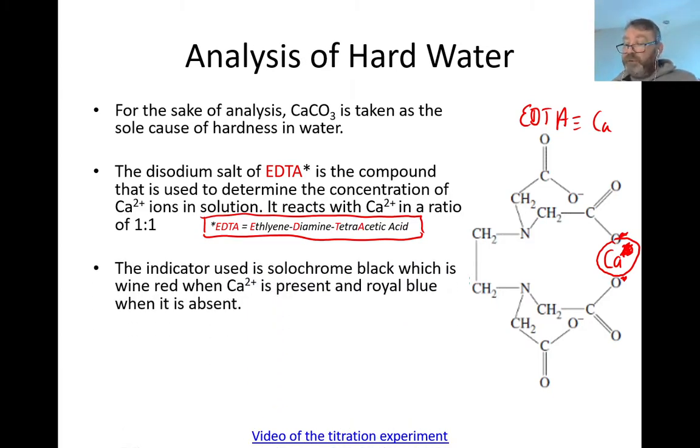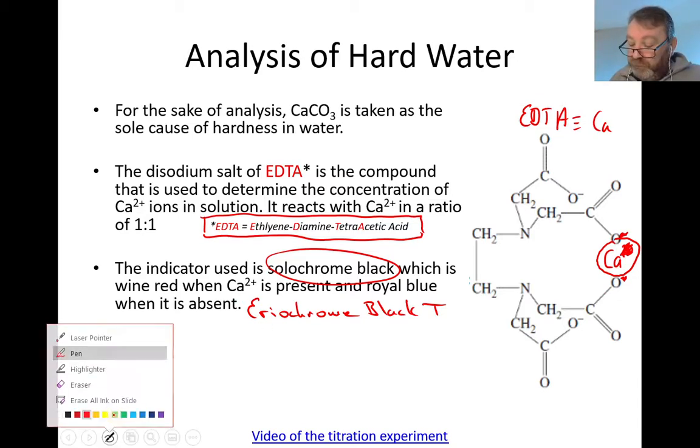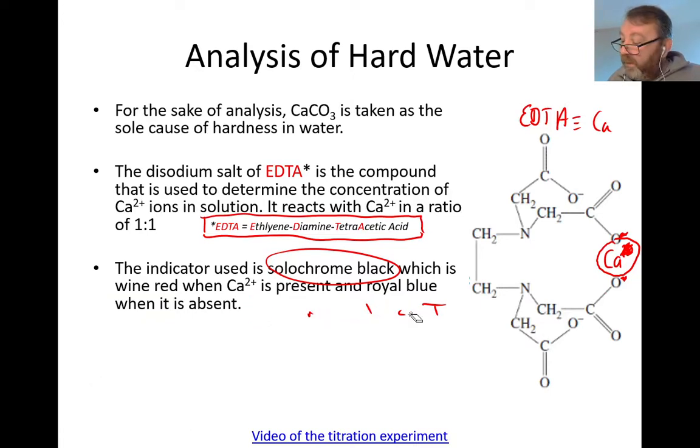The indicator used is called solochrome black. Now you've got to remember that. There's another version of this indicator which is called eriochrome black T. I don't care which one you use. You can use eriochrome black T or you can use solochrome black. I would just prefer you to think of solochrome black, but it's up to yourself. Both of them are in the book. Totally up to you as to which one you want to remember. But I'm going to use solochrome black here just because there's nothing to remember. There's not three things. Solochrome black, end of story.